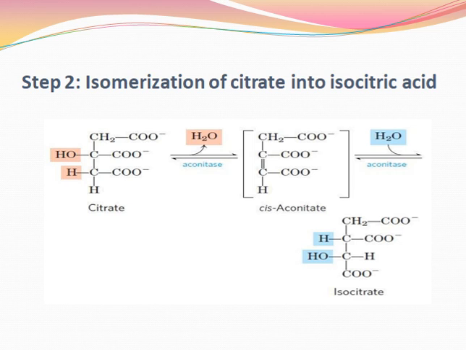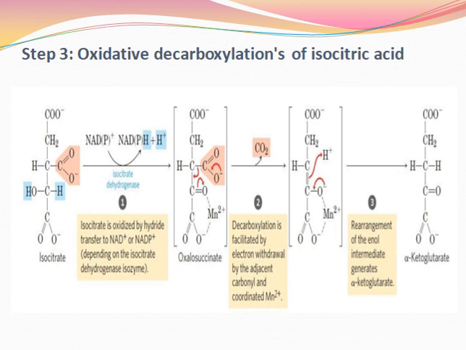These two reactions are brought about by the same enzyme known as aconitase, which requires iron ions as activator. The reaction: citric acid in presence of aconitase, minus H2O, gives cis-aconitic acid, which in presence of aconitase, plus H2O, produces isocitric acid. Then step number 3, oxidative decarboxylation of isocitric acid.